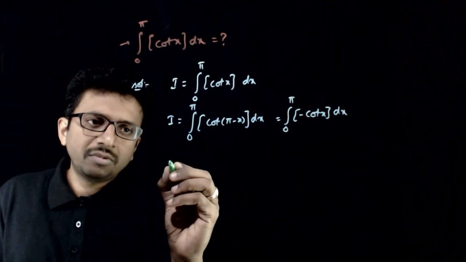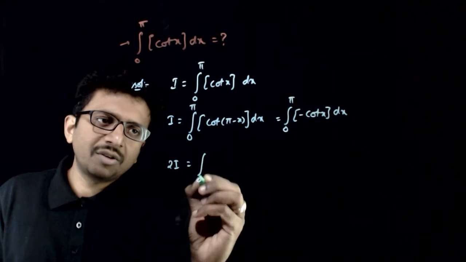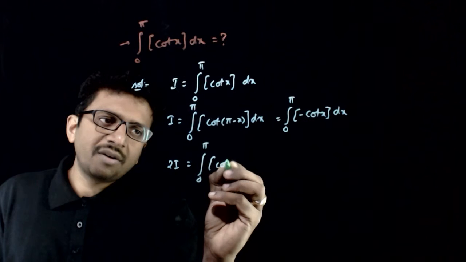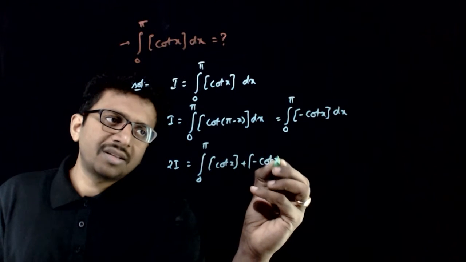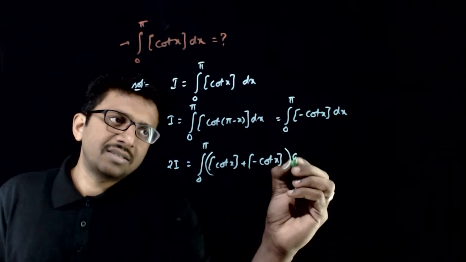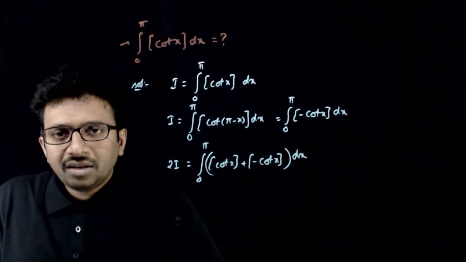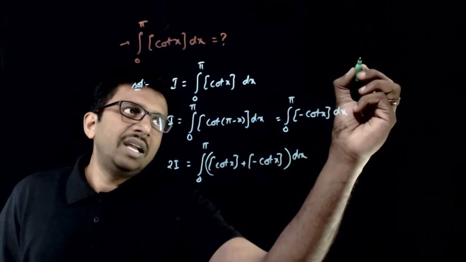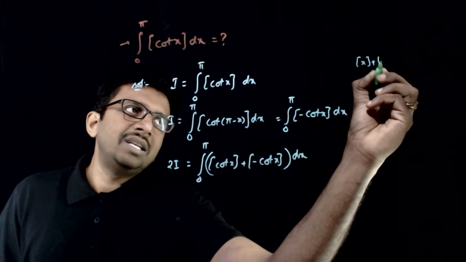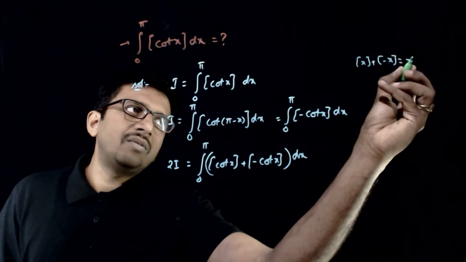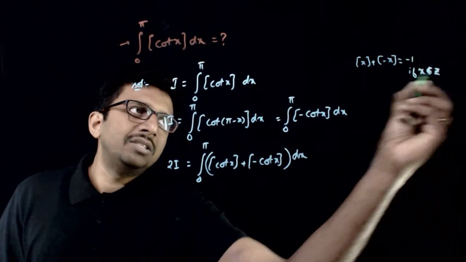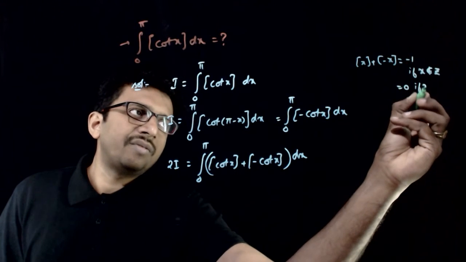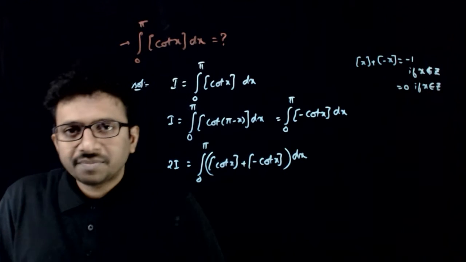Now if I add these two, 2I is equal to the integral from 0 to pi of the integer part of cot x plus the integer part of minus cot x dx. Now you have a property which says that the integer part of x plus the integer part of minus x is always equal to minus 1 if x is not an integer, and is equal to 0 if x belongs to the integers.